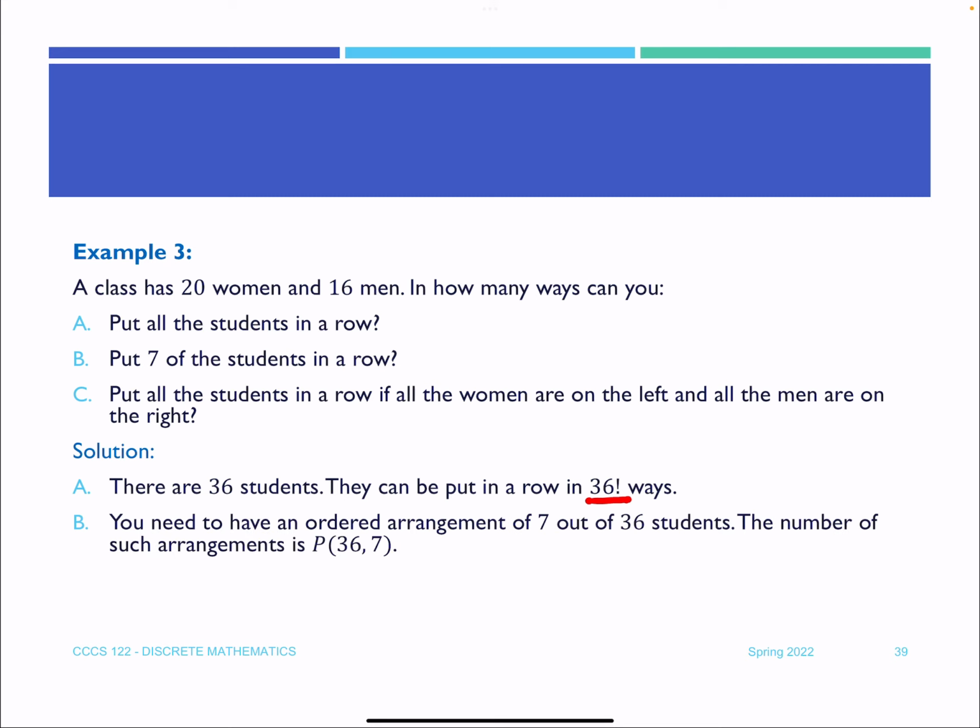For the second question, putting 7 of the students in a row. Now we're selecting a subset, and order is mattering. 7 out of 36, because again, we don't care about gender over here, so we're treating the whole group as a group of 36 students. So the answer is P(36,7). Apply the formula, figure out what the number is.